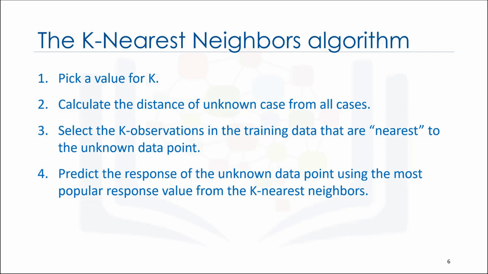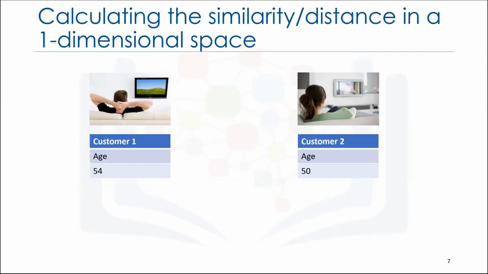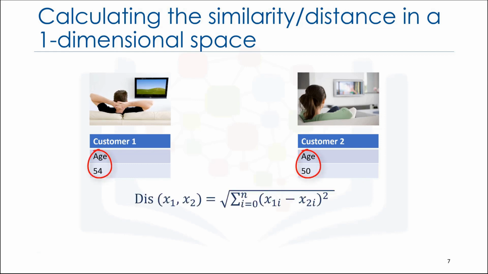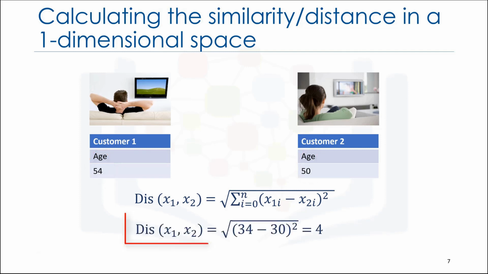Let's first start with the second concern, that is, how can we calculate the similarity between two data points? Assume that we have two customers, customer 1 and customer 2. And for a moment, assume that these two customers have only one feature, age. We can easily use a specific type of Minkowski distance to calculate the distance of these two customers. It is indeed the Euclidean distance. Distance of x1 from x2 is root of 34 minus 30 to the power of 2, which is 4.